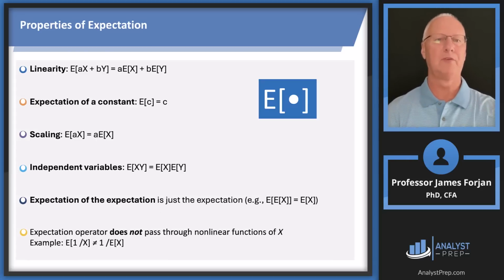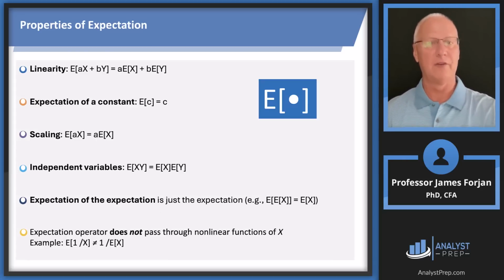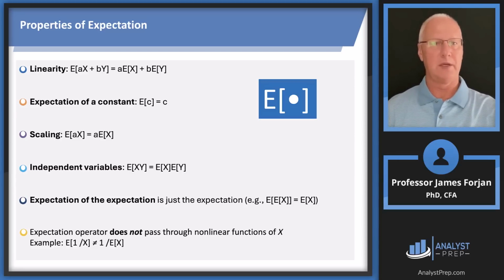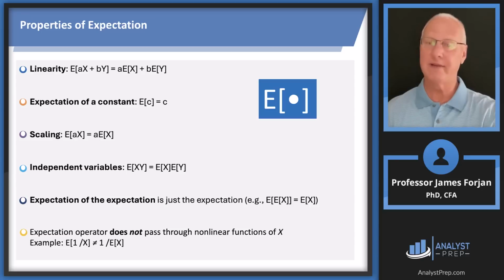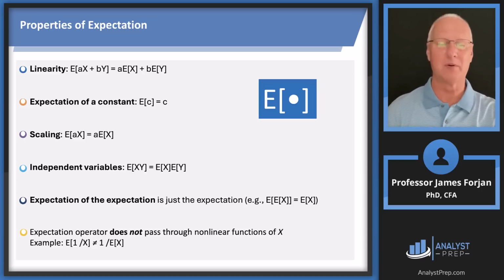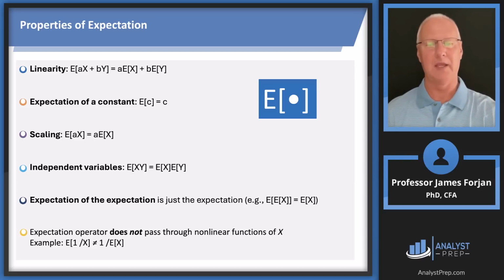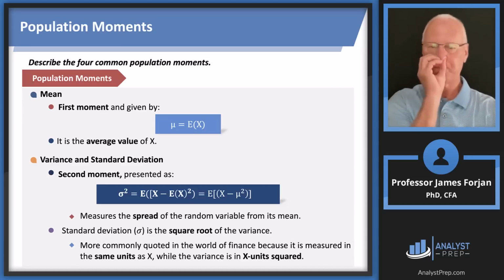All right, how about properties of expectation? This is another definitional question that I think is important. There's linearity between x and y. Expectation of a constant is just the constant. You can scale it, so you can bring out whatever that scalar is. Here it's a. If you have independent variables, this is important: you can move the expectations operator through the x and the y. And the expectation of an expectation, you can't have a double expectation. And the expectations operator, you can't move through non-linear functions.